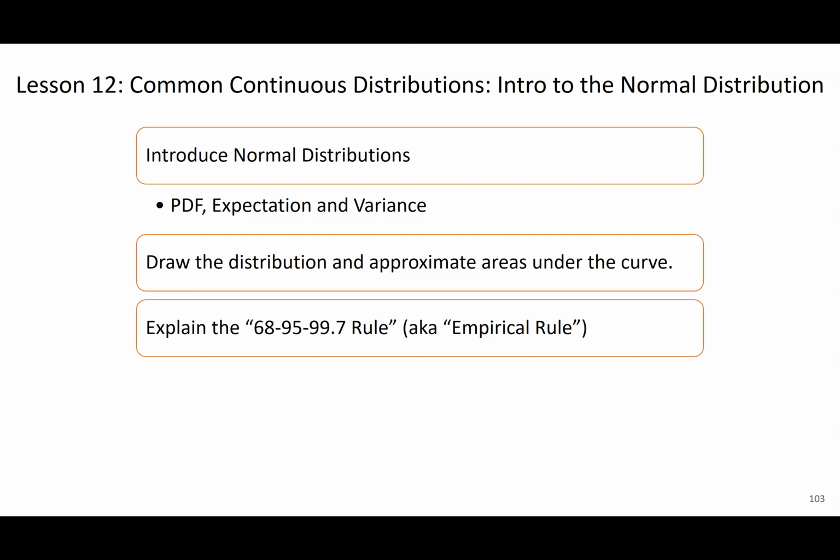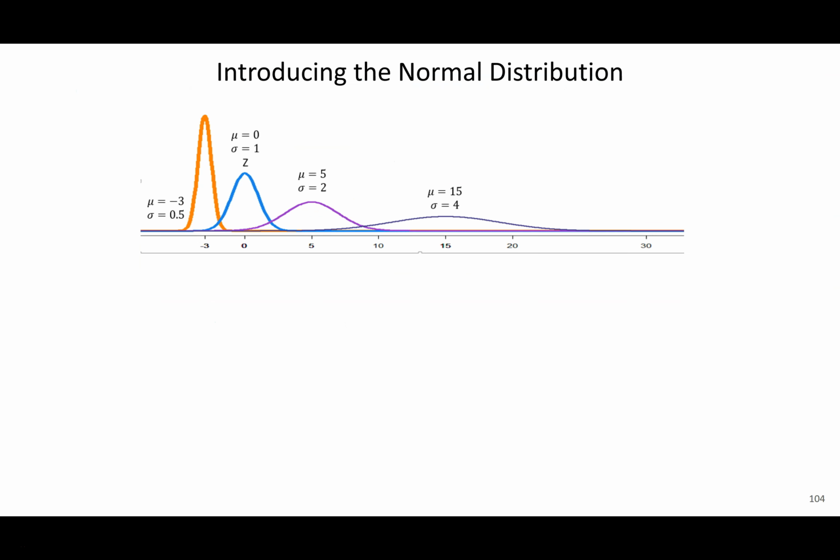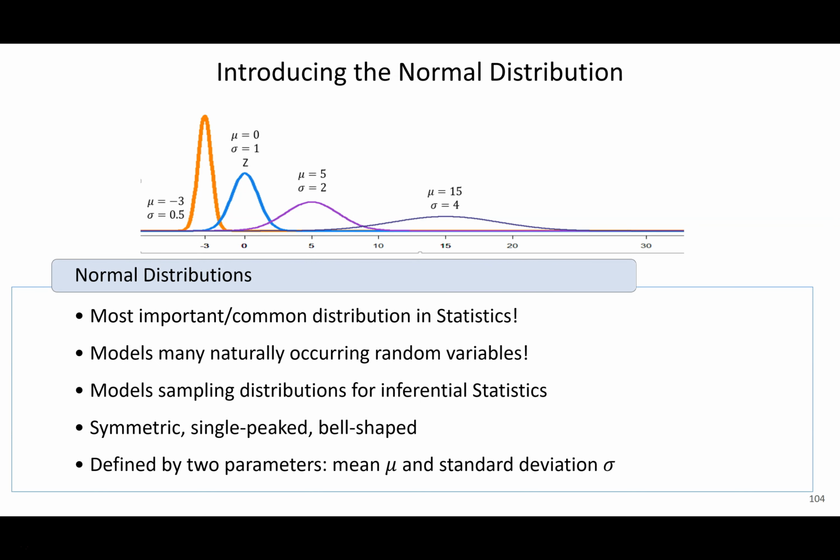Okay, here we are, lesson 12, so we're going to be looking at the normal distributions. So we're finishing up looking at a lot of the really popular continuous distributions. Normal. The normal distribution, here are just a few examples here. It is probably one of the most commonly used distributions in statistics.